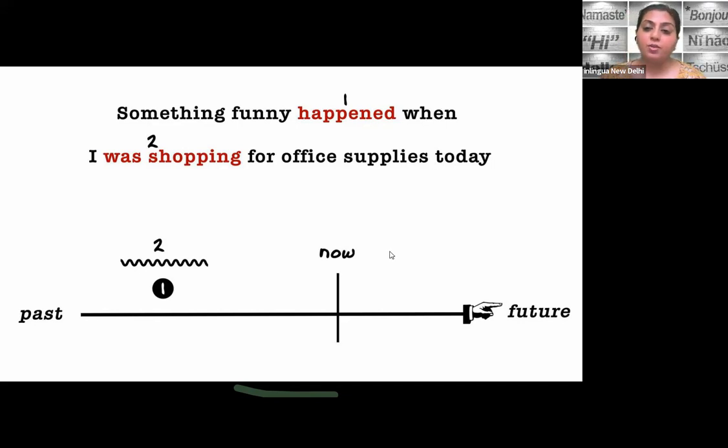One more point you must notice here. We are using the word when before the ing, or past continuous, sentence. This means we can use the word when in place of while also. Wherever you use the word while, you can also use when. But you can only use when for simple past activities. You cannot use the word while for simple past activities. For example, I cannot say, I was shopping for office supplies today while something funny happened. You cannot use while in front of happened because it's a simple past, not a past continuous.